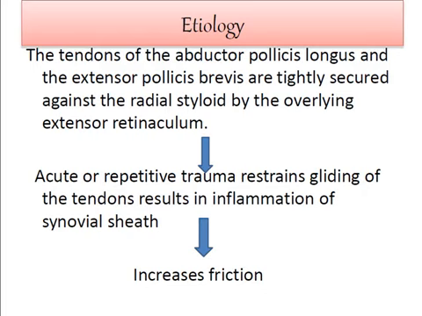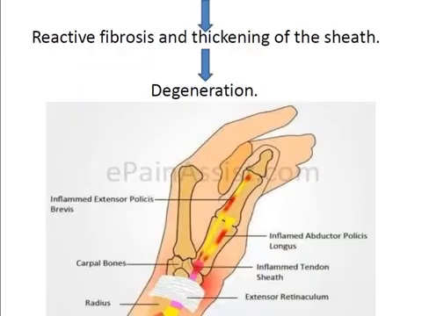So what happens? The tendon of the abductor pollicis longus and extensor pollicis brevis, which is tightly secured against the radial styloid by the overlying retinaculum, repeatedly gets injured. Acute or repetitive trauma restrains gliding of the tendon, and there exists inflammation of the synovial sheath. These two increase the friction during movement. So whenever you are performing the movement, friction will be increased.